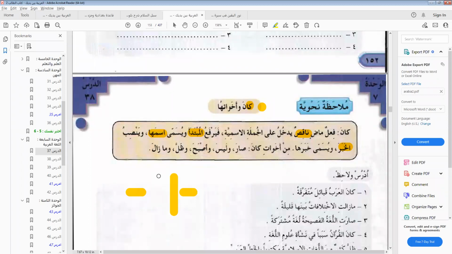So if I delete this, when kana comes, it elevates. Let me use that terminology. It elevates the mubtada, but the khabar remains, or we can say it demotes. So when we have an elevation, we have a demotion. So it demotes the khabar. This is basically what kana does to the two. You can see they were on the same line before, but when kana came, one went up, the other came down. Okay.